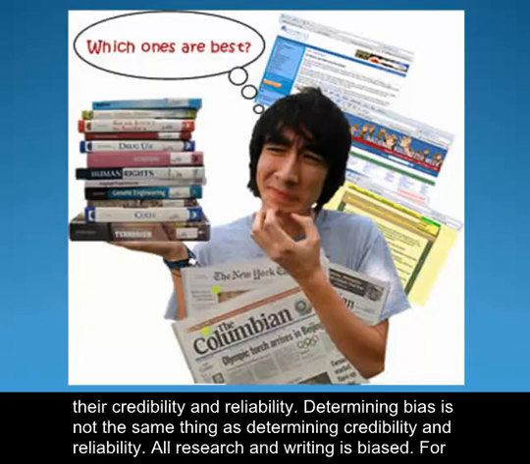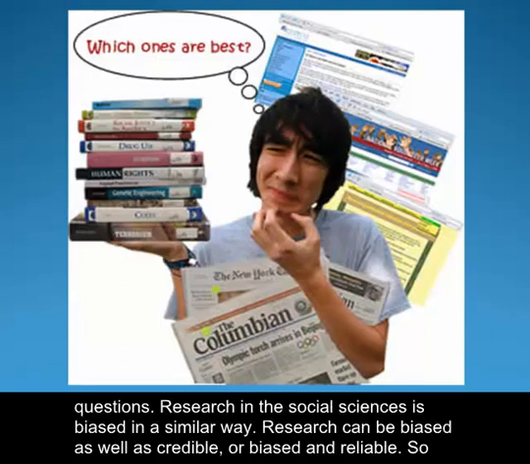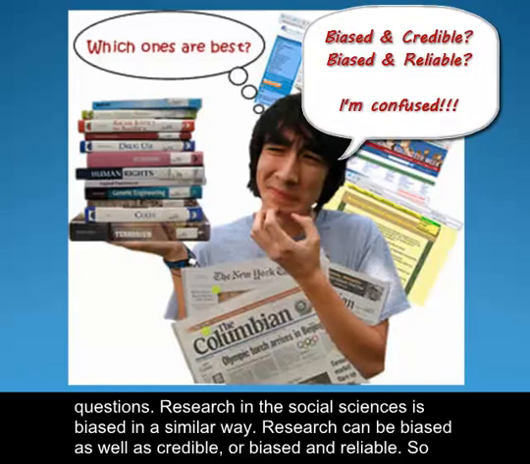All research and writing is biased. For example, all scientific research is biased because it is based on underlying theoretical assumptions and a limited set of research questions. Research in the social sciences is biased in a similar way. Research can be biased as well as credible, or biased and reliable.